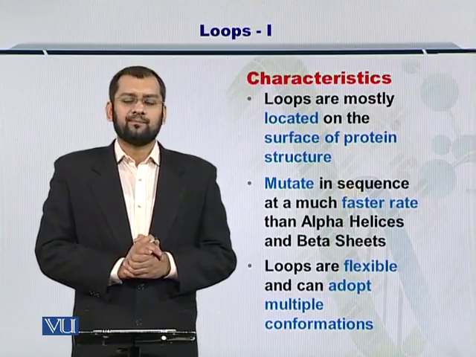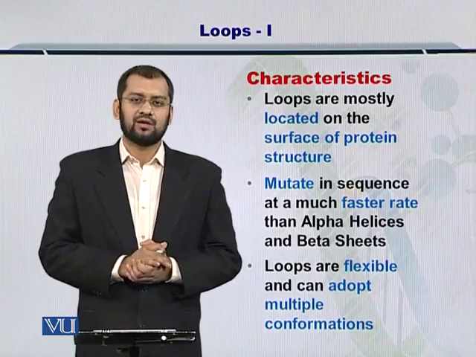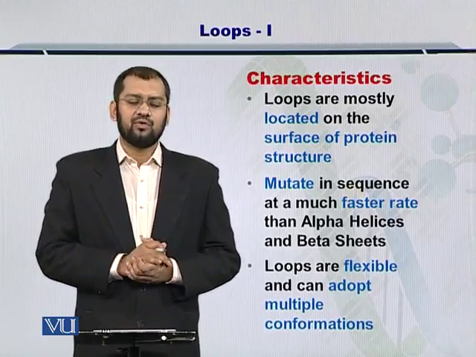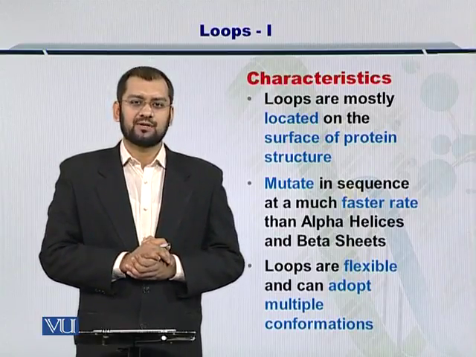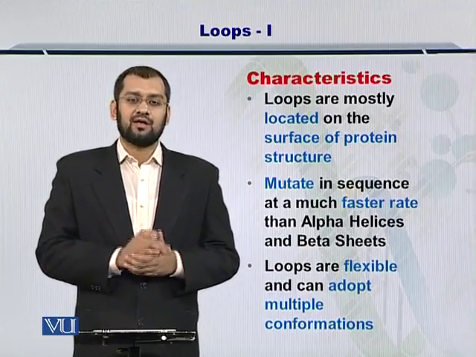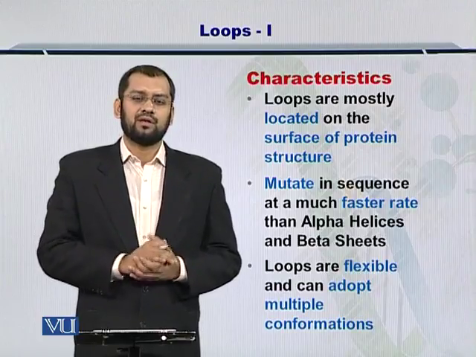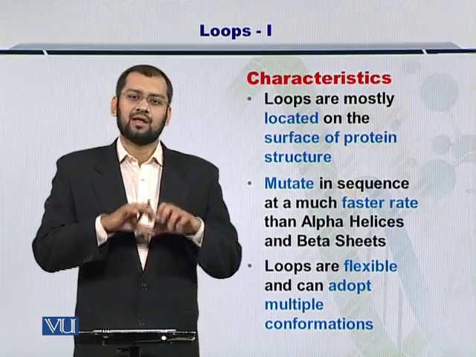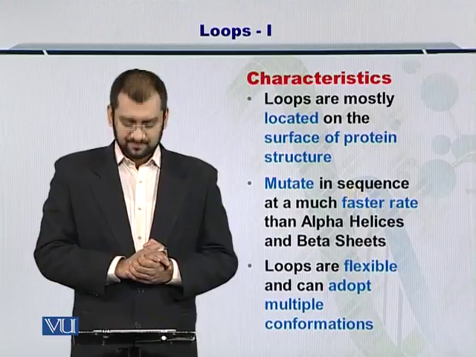The characteristics of these loops are important. We need to know what the function of these loops is. Where are they located exactly? For that, let me share with you that the loops are mostly present on the surface of the protein structure. These loops contain active sites, thereby allowing the protein to interact with other proteins. Also, because these loops are flexible, they can allow the protein to take different forms and shapes.